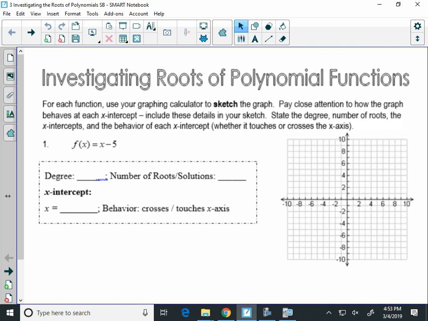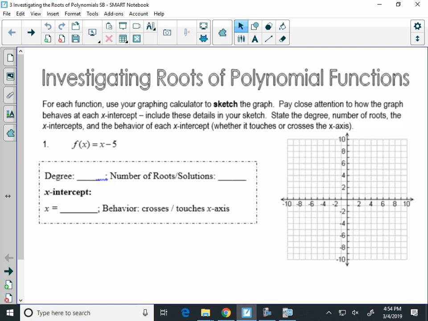So for each of these graphs, you're going to sketch the graph on your graphing calculator and then make a rough sketch. Mostly we just want the x-intercepts plotted on the graph. And then we're going to look at the degree, the solutions, and then the behavior, what is happening at the x-intercepts. All right, so number 1 says the function f of x equals x minus 5.